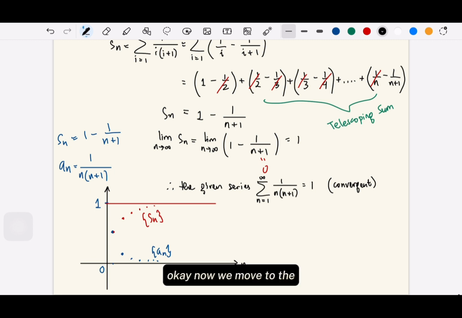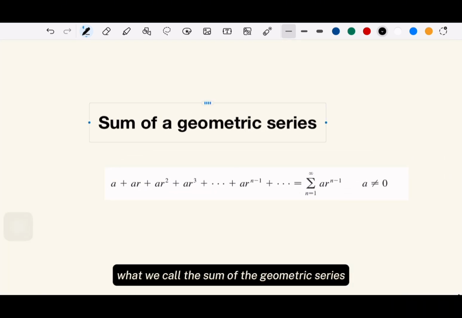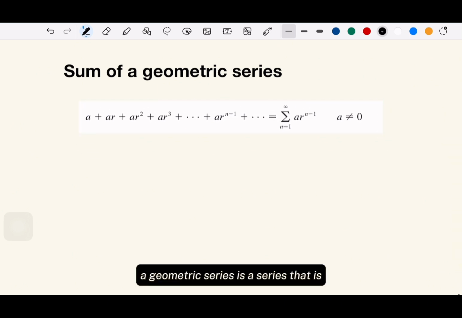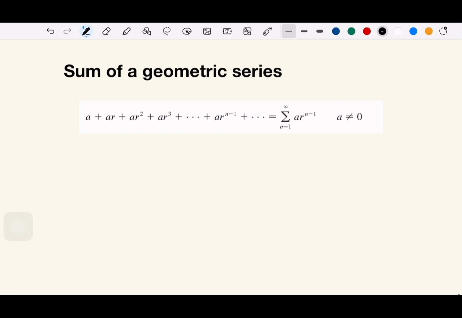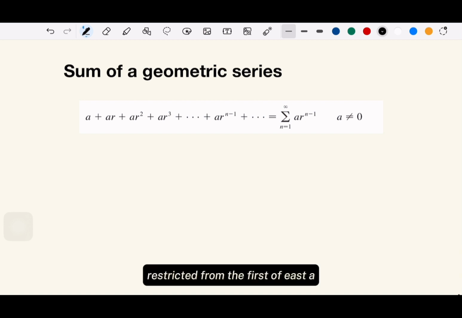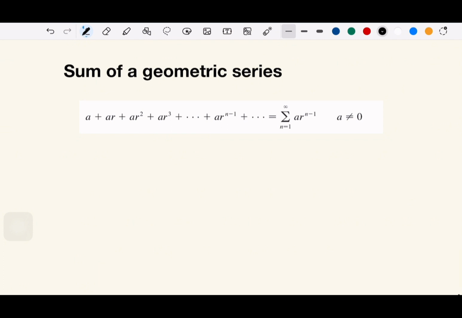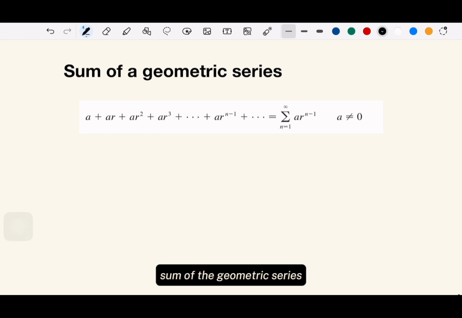Okay, now we move to what we call the sum of the geometric series. A geometric series is a series that is structured from the first term a, and then you have something called the ratio, or r. Then you multiply the first term by r to make the second term, and then you multiply again by r, and again. So you have ar squared, ar cubed, and then the sum formula is the sigma of ar to the n minus 1. So we call this a geometric series. Sum of the geometric series.